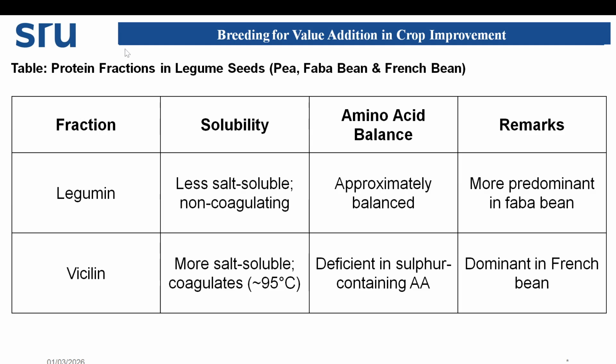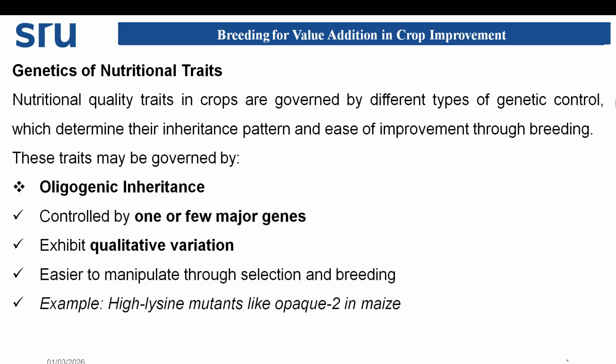Then, protein fractions in legume seeds. First, legumin: less salt soluble, non-coagulating, approximately balanced in amino acids, and more predominant in faba bean. Next, vicillin: more salt soluble, coagulates at 95 degrees centigrade. It is deficient in sulfur containing amino acids and is dominantly found in French bean.